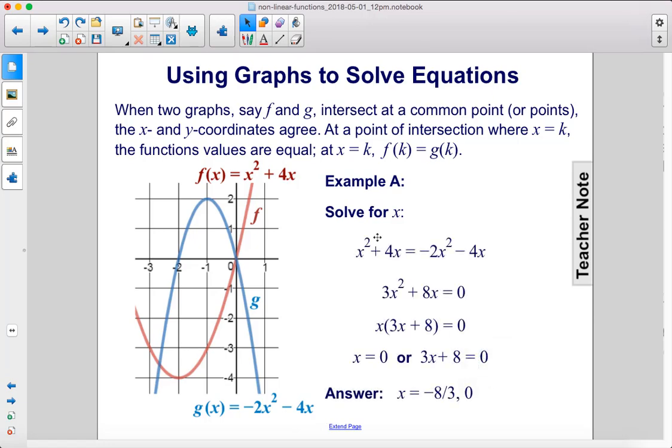So if we want to solve for x, we can just set these functions equal to each other, solve for x, and we see that x equals 0 or 3x plus 8 equals 0. So at the points x equals negative 8 over 3 or 0, that's where we have intersections.